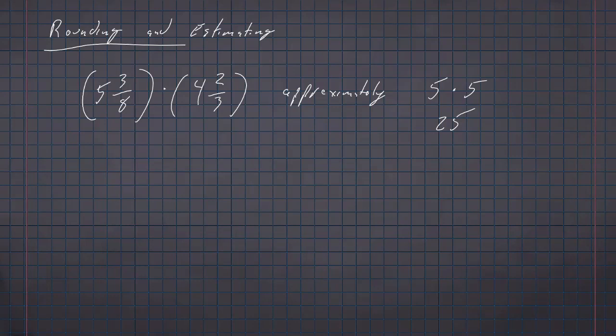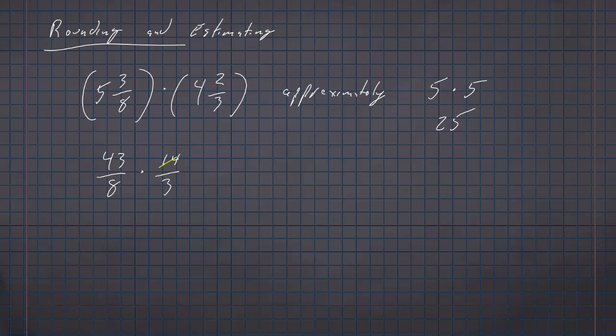To compare, we can just go through and do all of the work. It's not going to be pleasant. Converting from a mixed number to an improper fraction, take the whole part times the denominator. 5 times 8 is 40. Add the numerator, which is 3. So we get 43 over 8. And then we have 4 2/3. Whole part 4 times denominator 3 is 12. Plus 2 is 14 over 3.